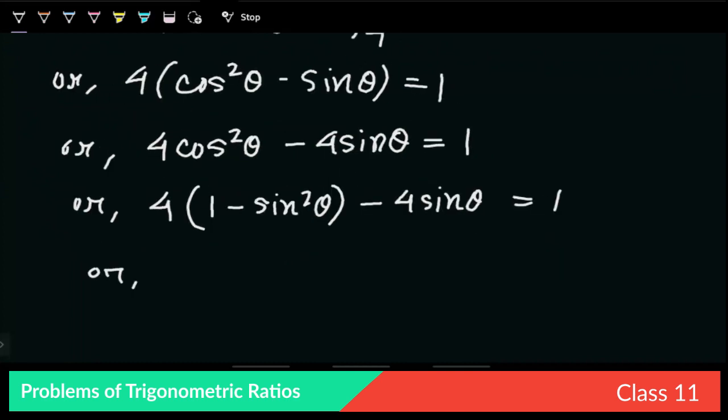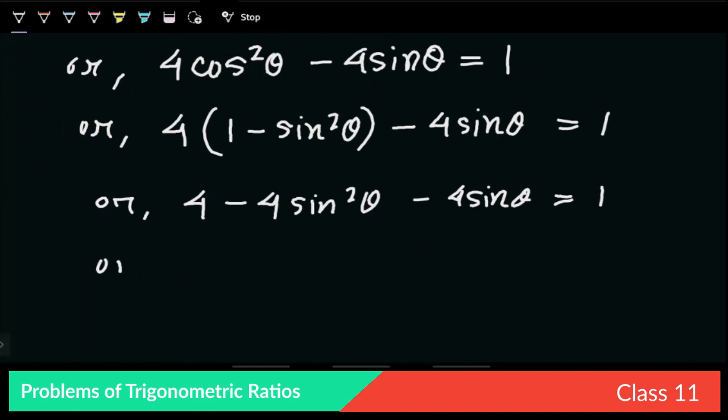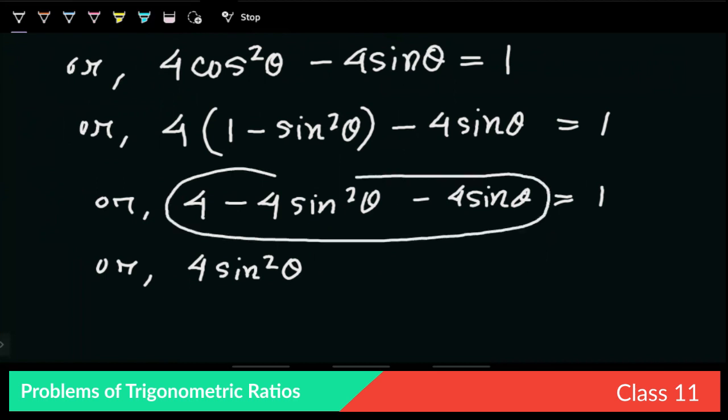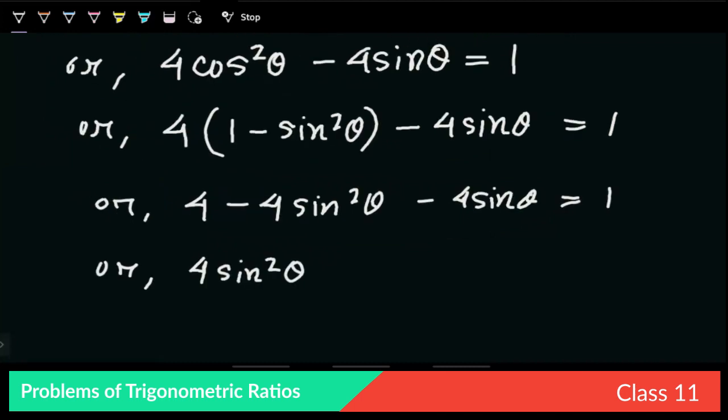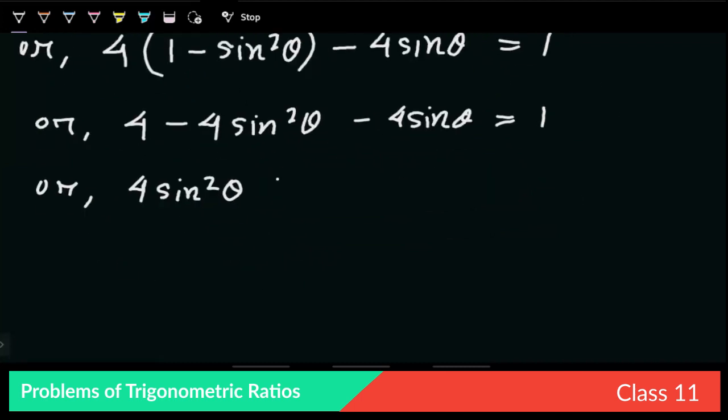Now it is 4 minus 4 sine square theta minus 4 sine theta equals 1. So it has become 4 sine square theta. If I take this whole LHS into the RHS, what I can write is 4 sine square theta plus 4 sine theta minus 3 equals 0. So it has become basically a quadratic of sine theta.